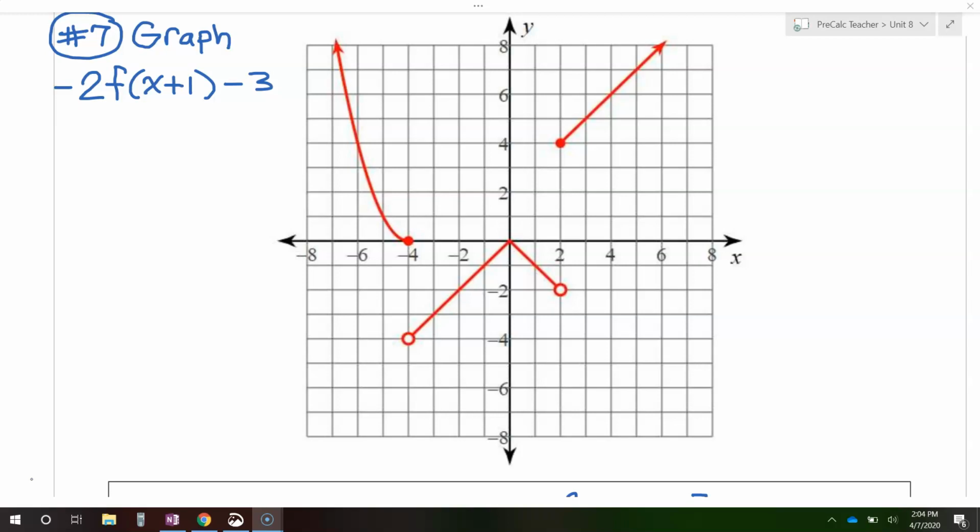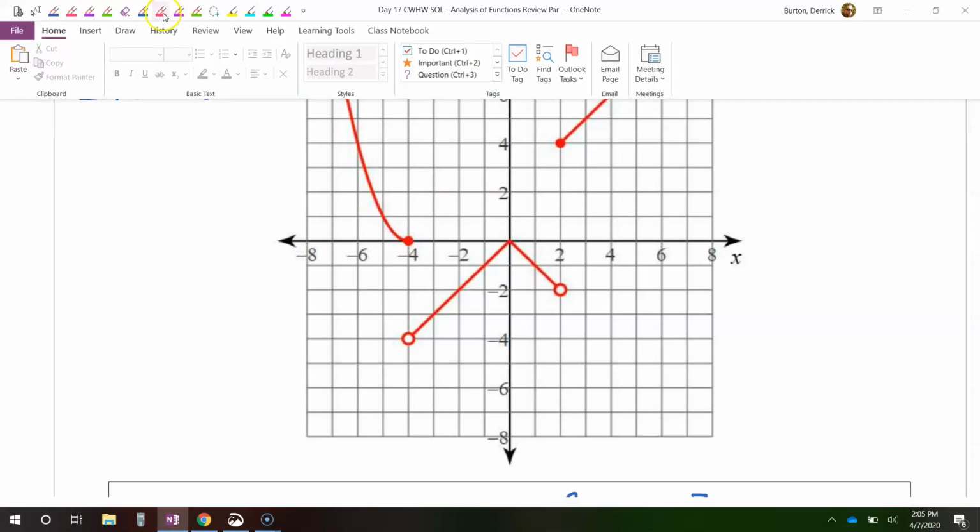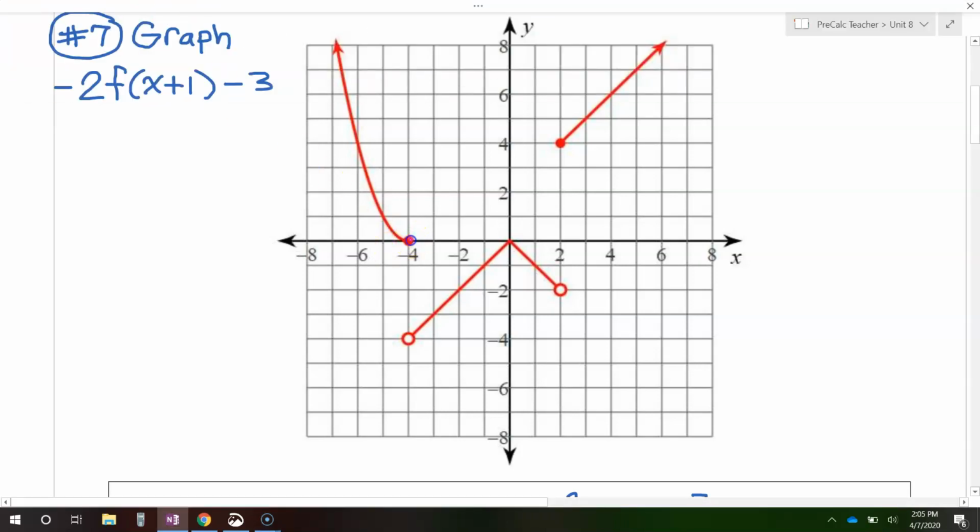So the way we're going to approach this is to take some key points from each part of this graph and then do the transformations shown here to each of those points. So let's start with this first part of the graph right here. Okay, so I have these three key points: boom, boom, and boom. Those are the key points that I'm going to be using.